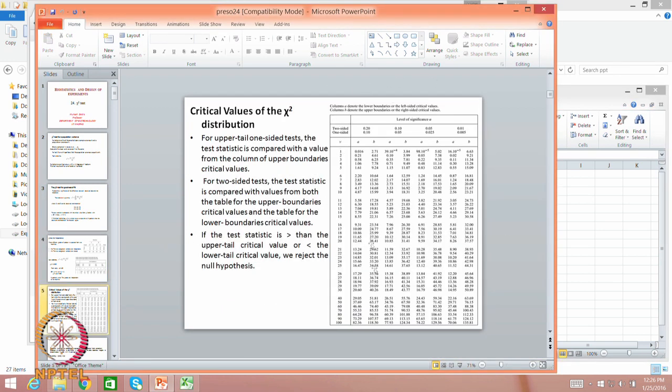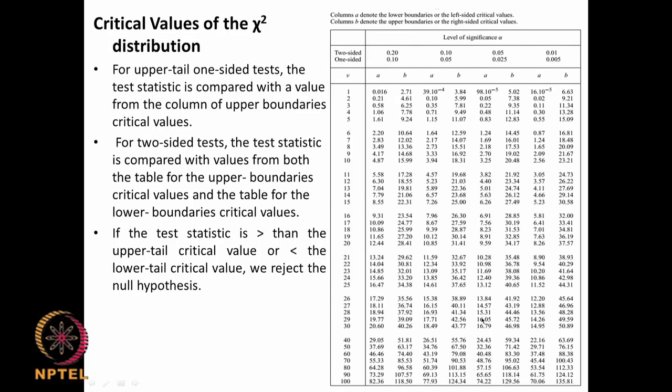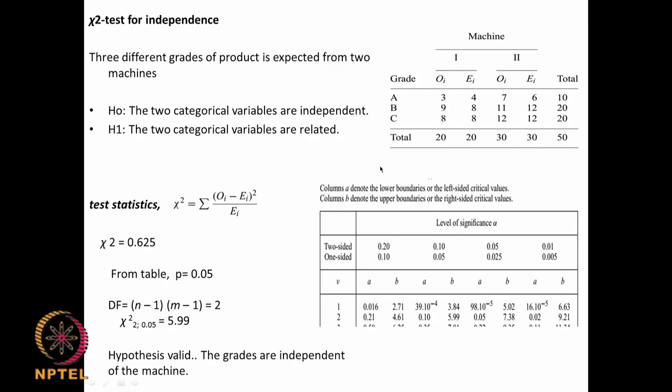There is a table for critical values for chi-square, just like a table for your T, Z, F and so on. It has two sided alpha and one sided alpha. How many experiments are there totally? We have 3 grades, so the degrees of freedom is 2. We have 2 machines, so degrees of freedom is 1. So 2 into 1 is 2. So the degrees of freedom is equal to 2 in this case.